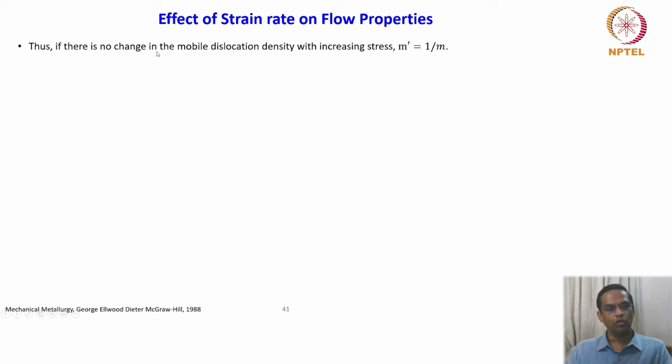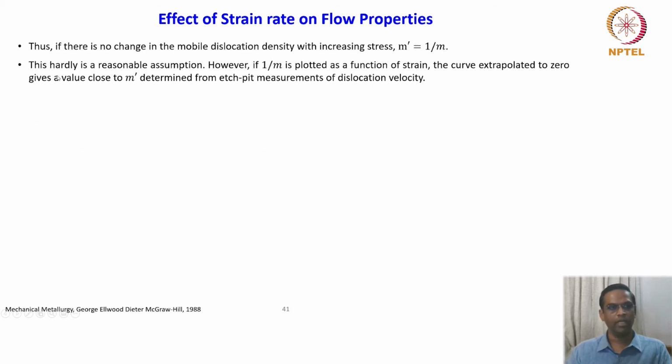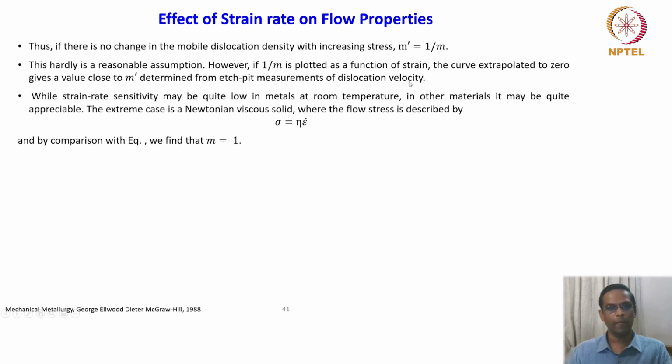Thus, if there is no change in the mobile dislocation density with increasing stress, M prime is equal to 1 by M. This hardly is a reasonable assumption. However, if 1 by M is plotted as a function of strain, the curve extrapolated to 0 gives a value close to M prime, determined from the edge fit measurements of dislocation velocity.